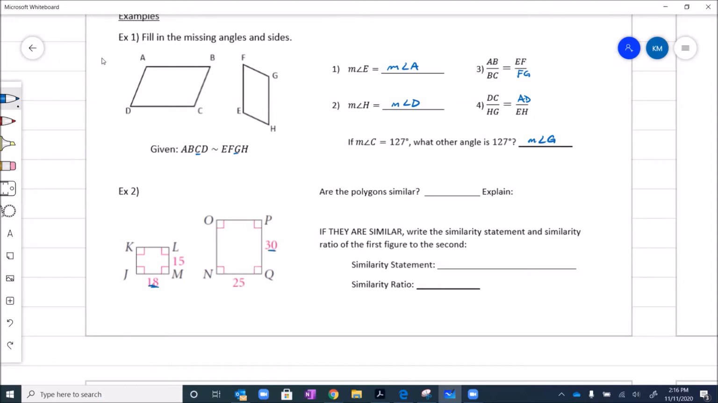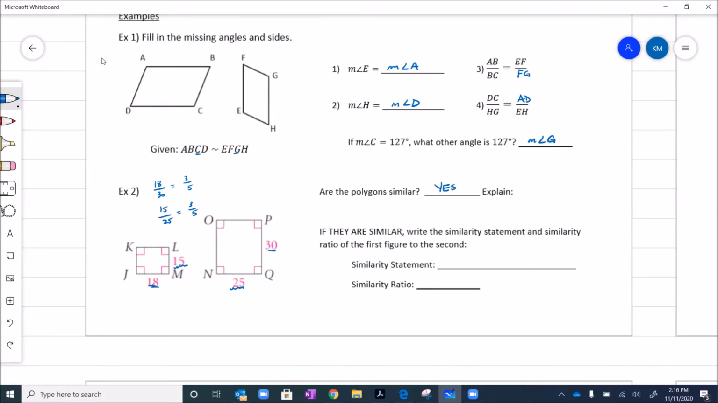So I'm going to make a ratio and say 18 over 30 and simplify it. 6 goes into both of these. That means it simplifies to 3/5. Now I have another ratio, the second longest side, and they're rectangles, so these are all the rest of the sides. 15 over 25. 5 goes into both of these, 3/5. Are the polygons similar? Yes, they are.